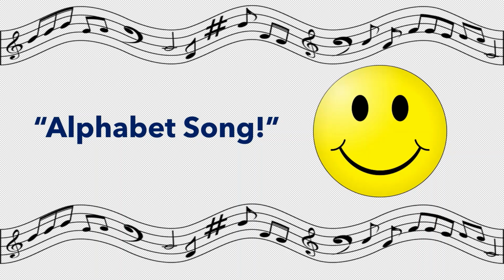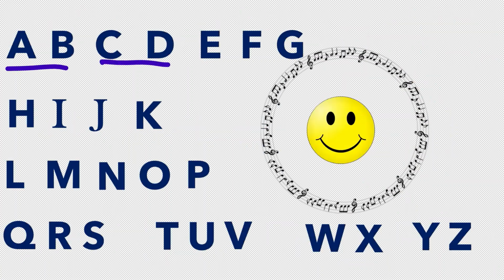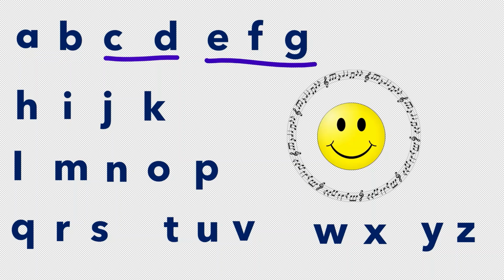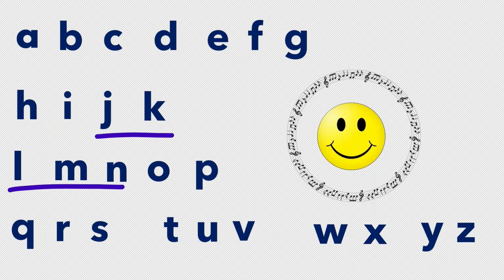Now we're going to sing the alphabet song, first with the uppercase letters, then with the lowercase letters. A, B, C, D, E, F, G, H, I, J, K, L, M, N, O, P, Q, R, S, T, U, V, W, X, Y, and Z. Now I know my ABCs. Next time won't you sing with me?